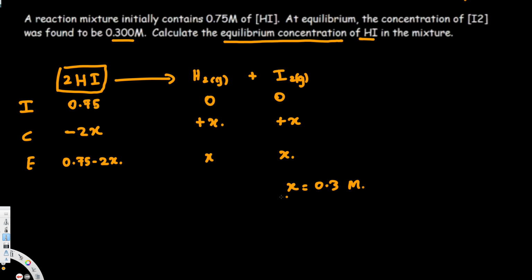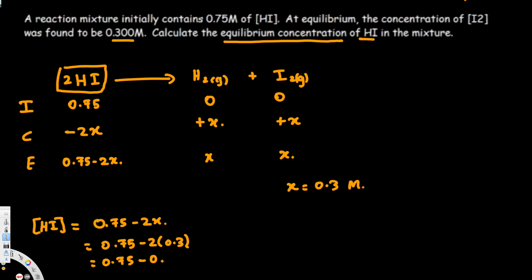Since we have the x value, now we can go ahead and plug this value into this one to find the equilibrium concentration of HI. Now let's go ahead and find it. So the HI concentration is equivalent to 0.75 minus 2x. Now instead of 2x we can plug in 0.3. So 0.75 minus 2 times 0.3, and that is 0.75 minus 0.6, and if you calculate this one you should get 0.15 molar, and that's going to be our final answer.